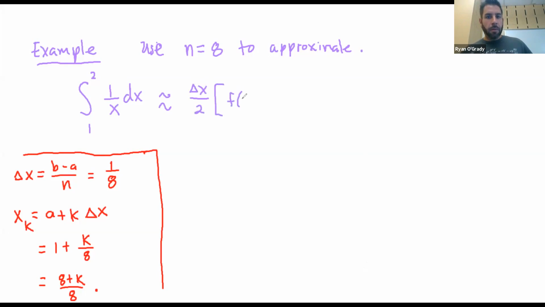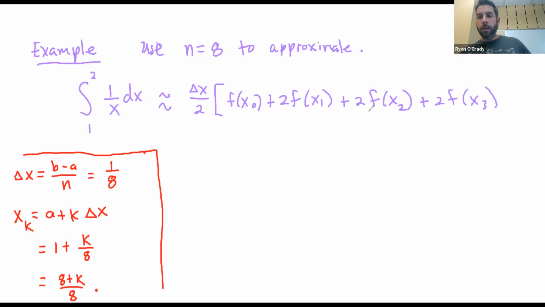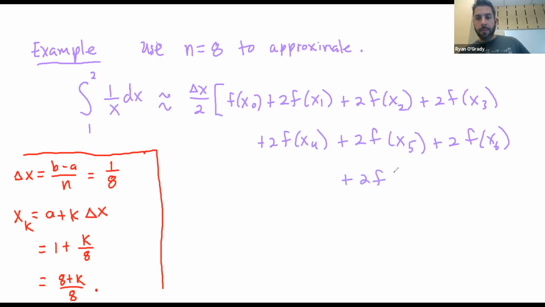Then in this particular problem, it's going to be f of x sub 0 plus 2 times f evaluated at x sub 1 plus 2 times f evaluated at x sub 2 plus 2 times f evaluated at x sub 3 plus 2 times f evaluated at x sub 4 plus 2 times f evaluated at x sub 5 plus 2 times f evaluated at x sub 6, and then plus 2 times f evaluated at x sub 7, and then the last one does not have a 2 in front of it, and the first one does not have a 2 in front of it.